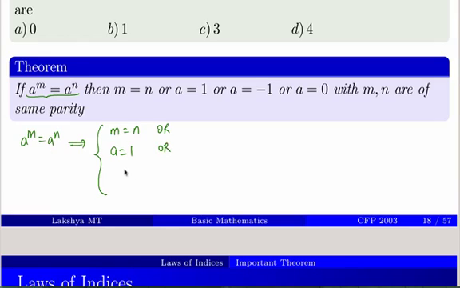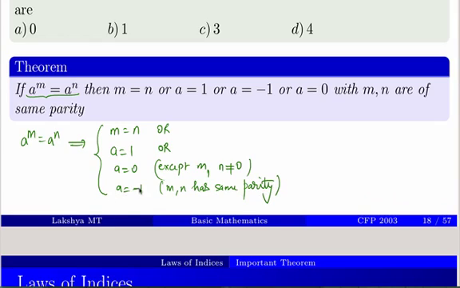Or what can happen? A can be equal to 0, except m and n not equal to 0. This m and n should not be equal to 0. Other than that, this should be fine if a is equal to 0. And then the next value is a is equal to minus 1. So in this case, m and n have same parity.